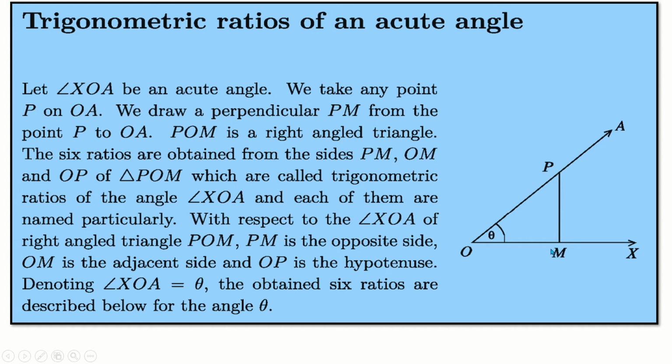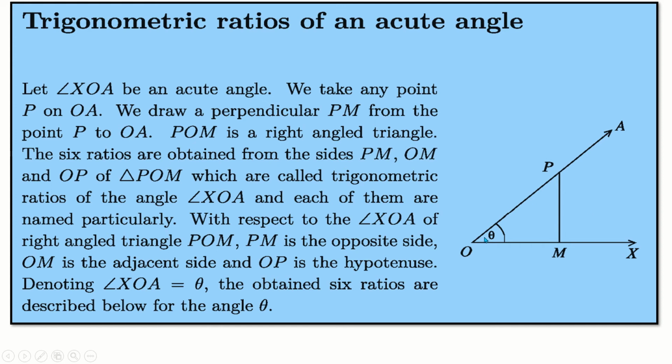So in triangle POM, there are three sides. One is PM, another one is OP, another one is OM. So from three sides, we can write six ratios. One is PM by OP, another one is OP by PM. Third is OM by OP and OP by OM. And then another one is PM by OM or OM by PM. Total six ratios that are trigonometric ratios.